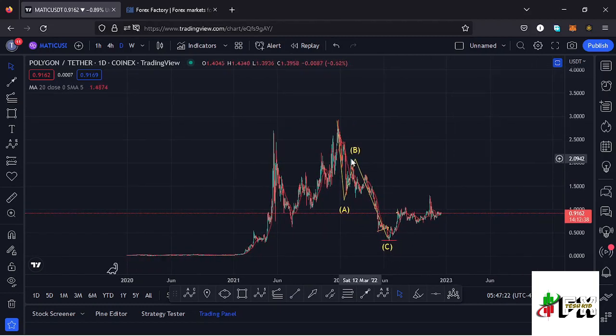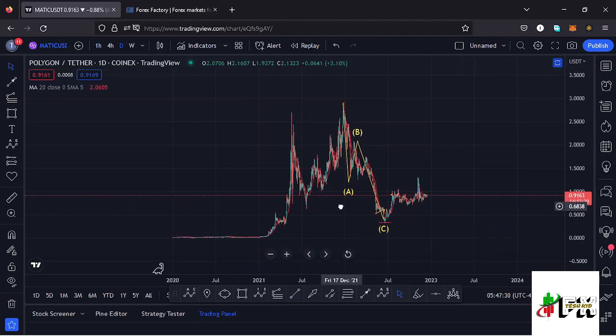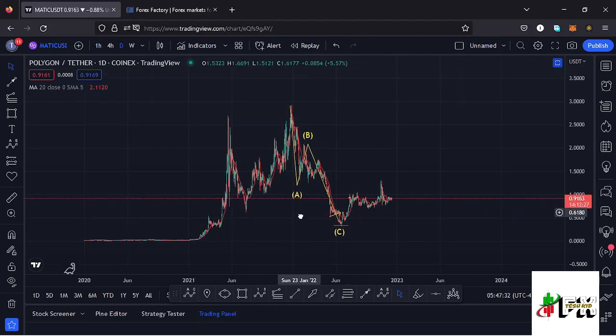basing my analysis on the Elliott structures, the Fibonaccis, and also the key areas of support and resistance. And allow me to kickstart the video here on the daily chart by giving you a brief of what has been happening here on the Polygon Matic chart.